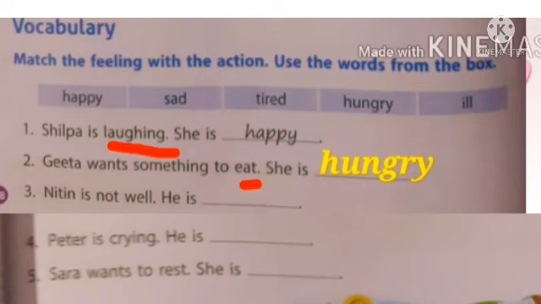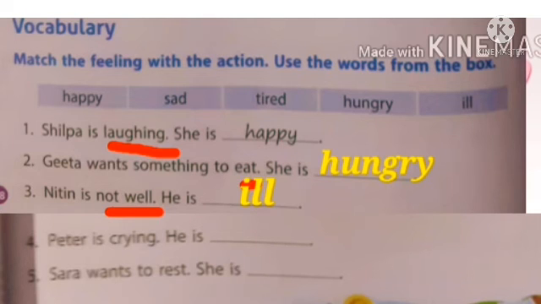And the third one, Nitin is not well. He is dash. In the third sentence, the action is not well. So here we can use the word ill. So we can read the sentence like this. Nitin is not well. He is ill.